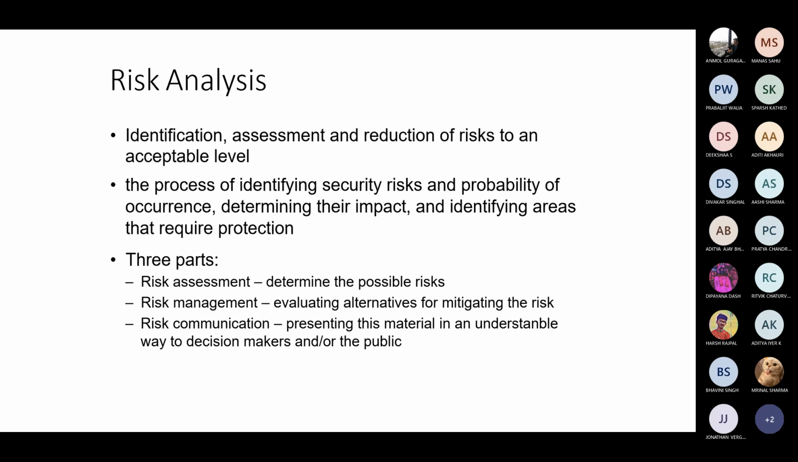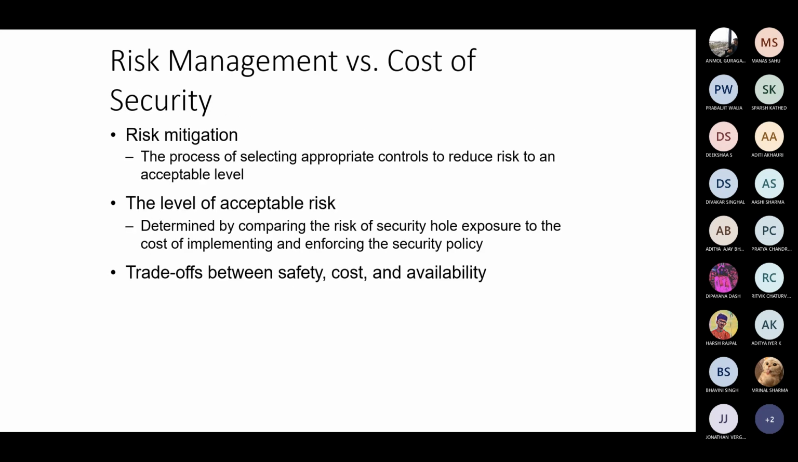Next, risk communication: presenting this material in an understandable way to decision makers and or the public. So how the risk we are dealing with can be communicated to the users in an understandable manner, such that they can think about the risk in a positive way and the risk can be acceptable. So that is the three parts of risk analysis.